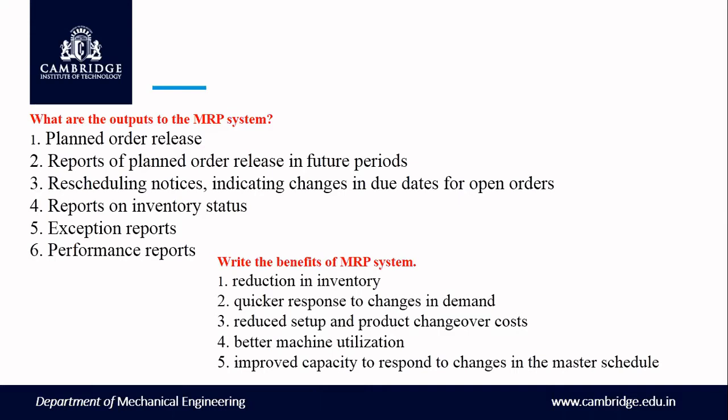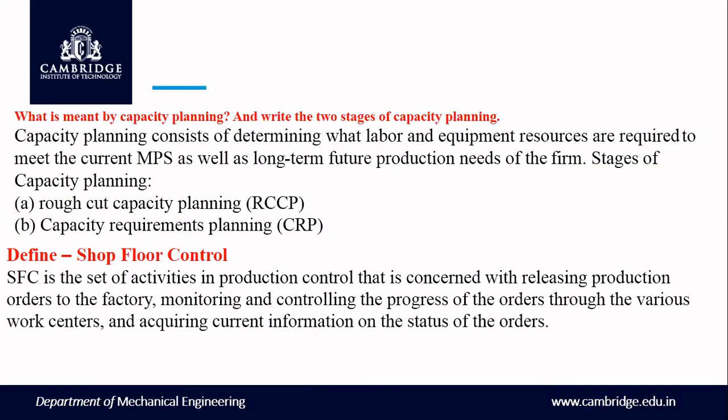One more important thing is that all these things will be installed in a computer system, so we don't require hundreds of people to take care of this. Only one person per system is enough. The benefits are reduction in inventory, that is, stock can be reduced, quicker response to changes in demand, reduced setup and product changeover cost, better machine utilization, and improved capacity to respond to changes in the master schedule. Everything can be taken care of if you use material requirement planning.